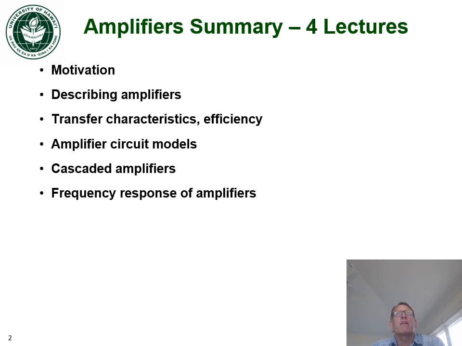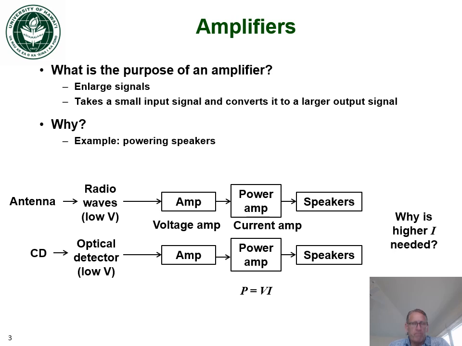This amplifier section will have 4 lectures in total. We'll start out today with the motivation and describing amplifiers. We'll move on in later lectures and talk more about transfer characteristics and efficiency, and amplifier circuit models. We'll talk about what happens when you put more than one amplifier together, that is, you cascade amplifiers. And finally, we'll talk about the amplifier response as a function of frequency. We have some time-dependent input with a varying frequency, and we'll try to figure out what happens as you increase the frequency.